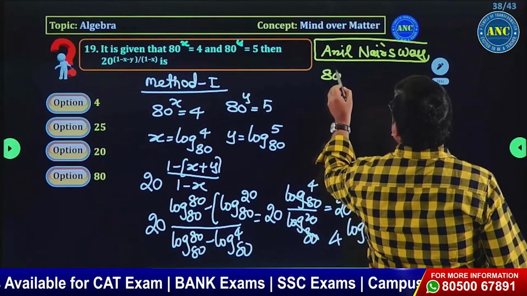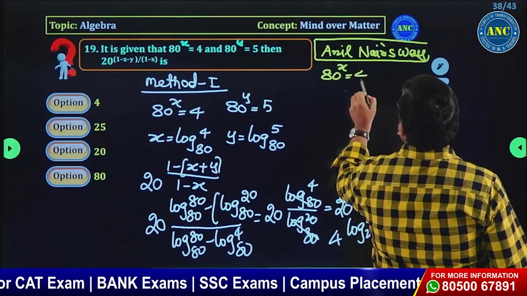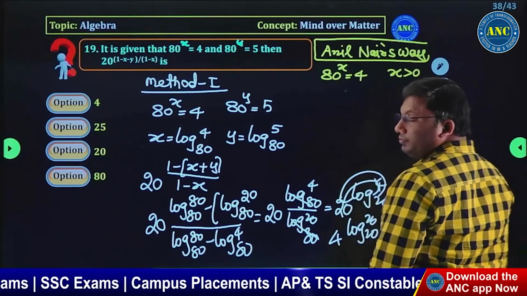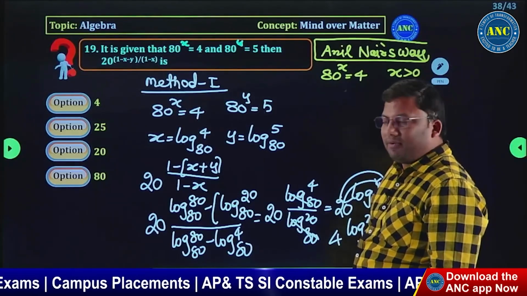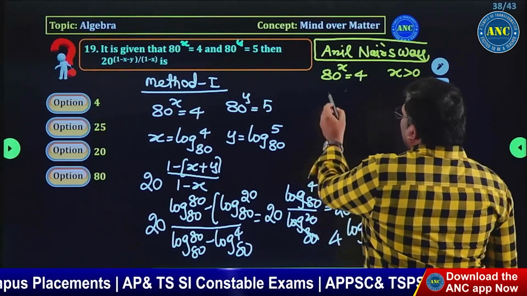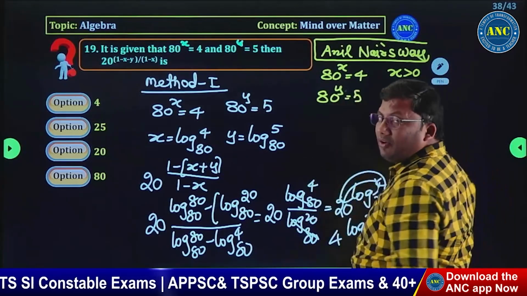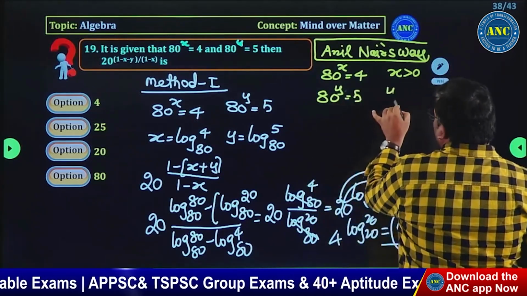80 power x is 4. 80 power 0 is 1, so x is greater than 0. 80 power y is 5. 80 power 0 is 1, so y is greater than 0.